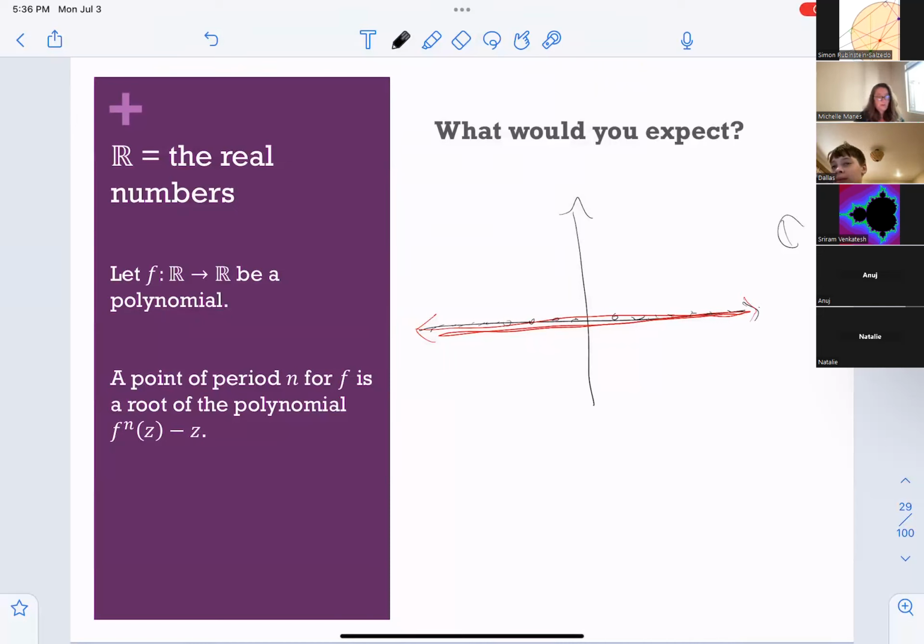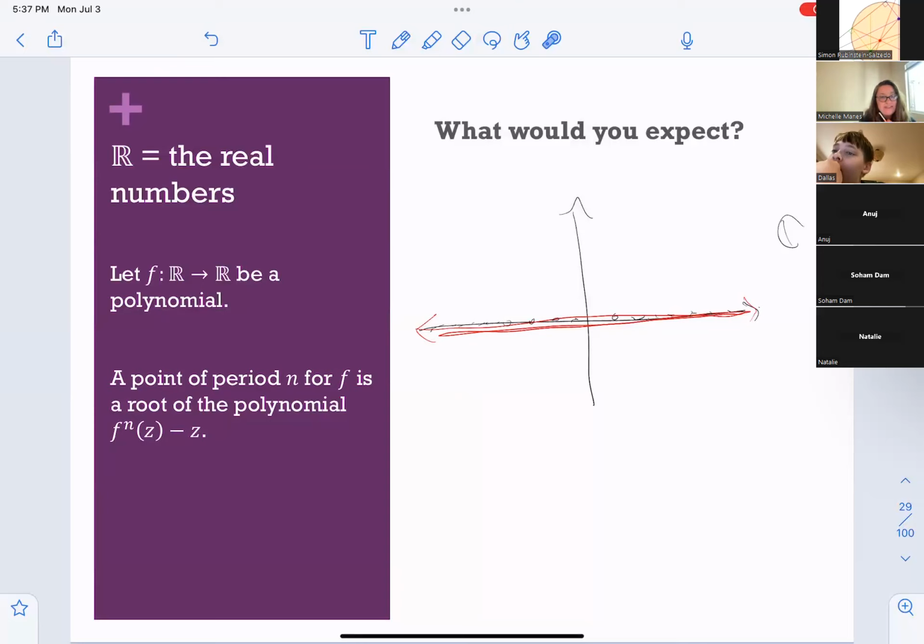So do you have a guess what might happen for the real numbers? So I'm asking the same question. If I hand you a polynomial with real coefficients, and I say, do I have a point of period 5? Do I have a point of period 300? Do you have any guesses what my answer might be? Indeterminate. So, yeah, I see an indeterminate and another indeterminate, that you kind of can't know.